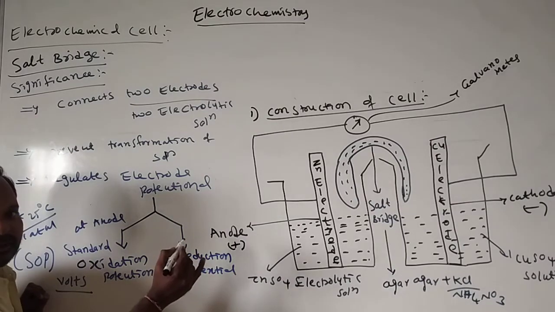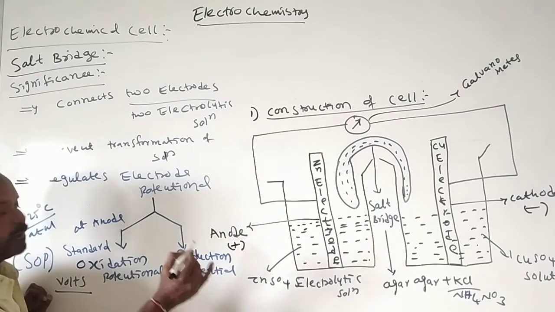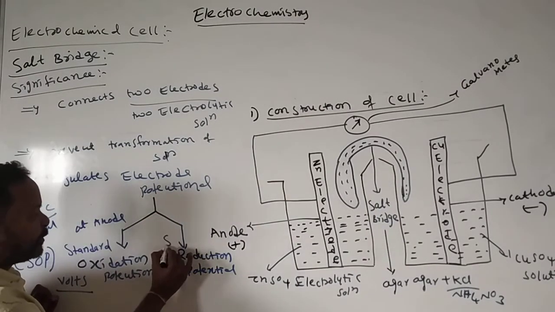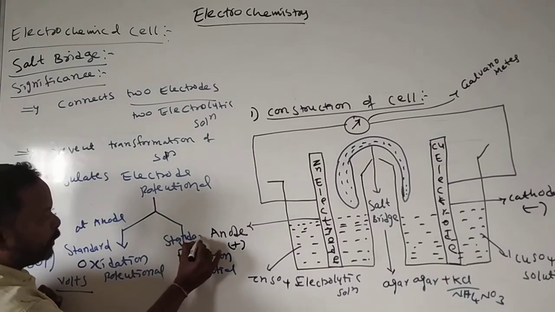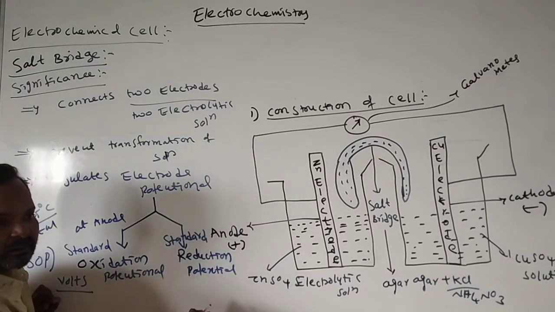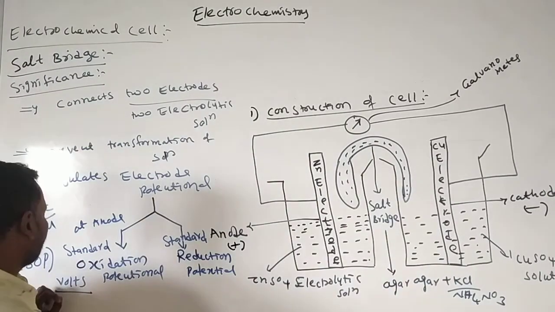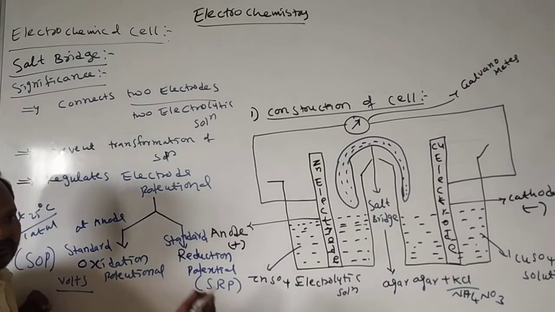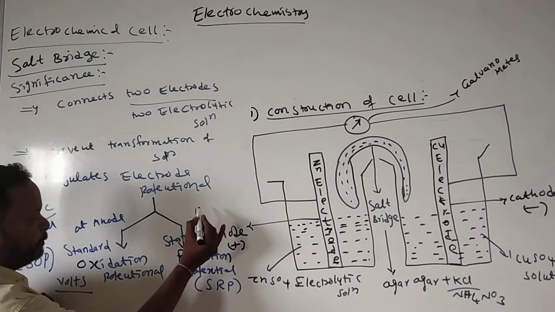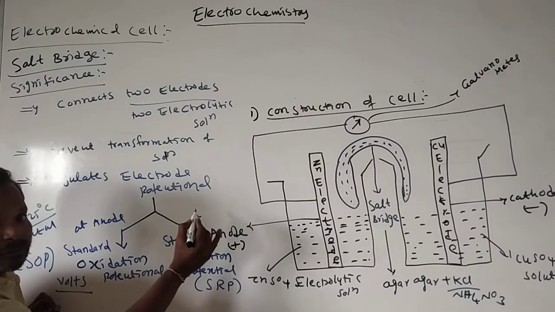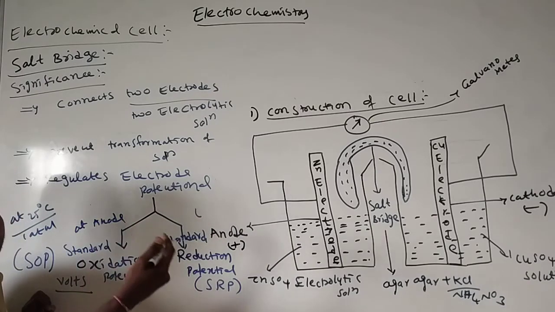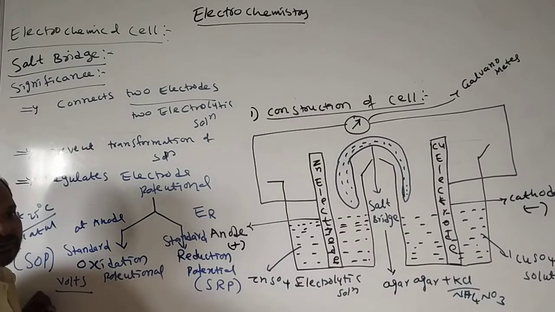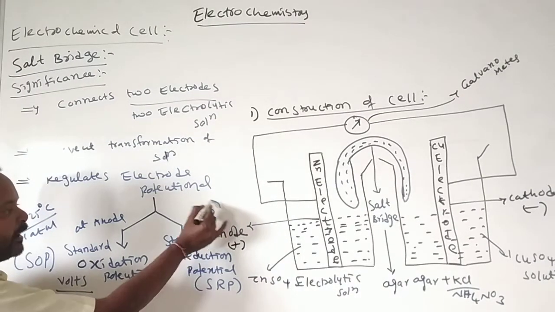Okay, the reduction potential which is observed at the cathode, by the reduction at 25 degrees centigrade temperature and 1 atmosphere pressure, we call the standard reduction potential. This we call SRP. Always at the cathode reduction potential is observed. Reduction reaction is observed, so we indicate ER.